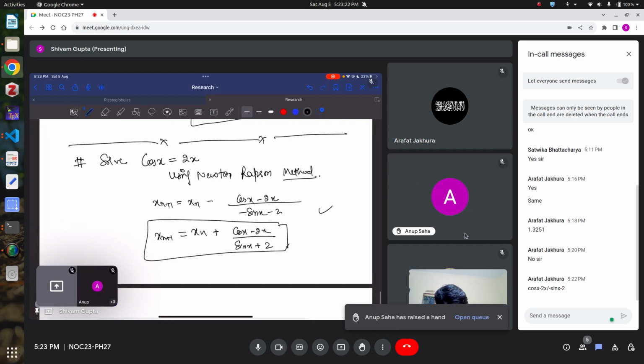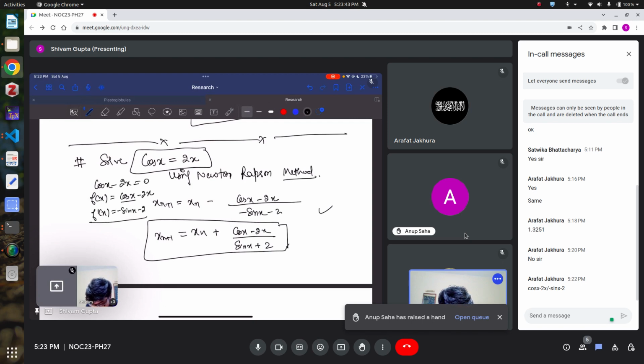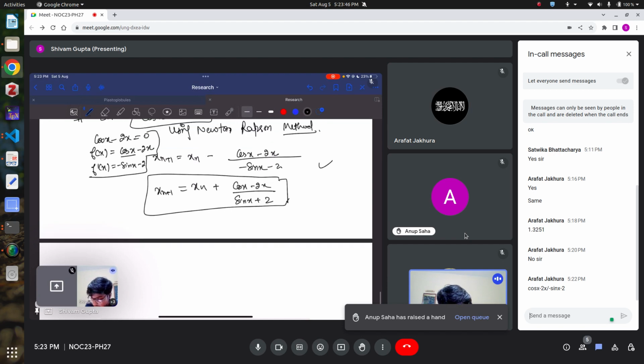Okay. Since we want to solve this, you can write it as cos of x minus 2x is equal to 0. So our function is f of x equals cos x minus 2x, and f prime of x becomes minus sin x minus 2. And since our iteration formula is x of n plus 1 equals x of n minus f of x over f prime of x, we just plug in the values here. I think it's clear now. Yes, sir. Okay.